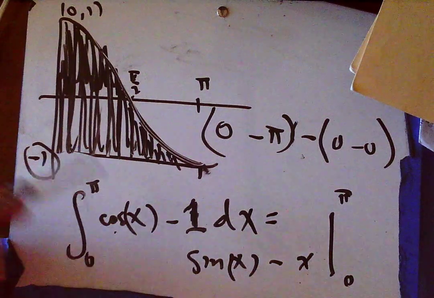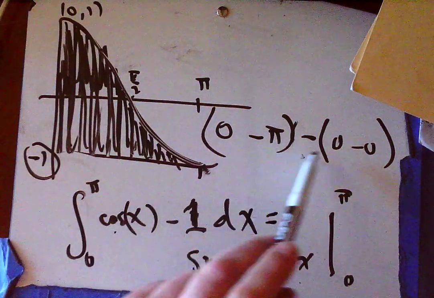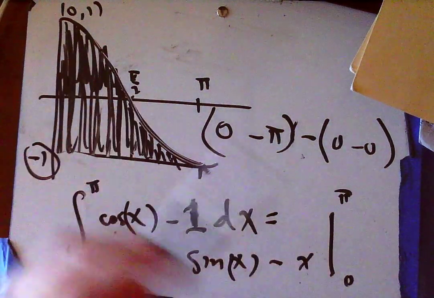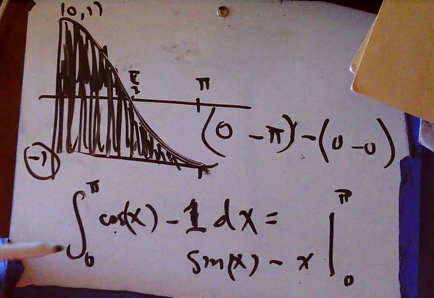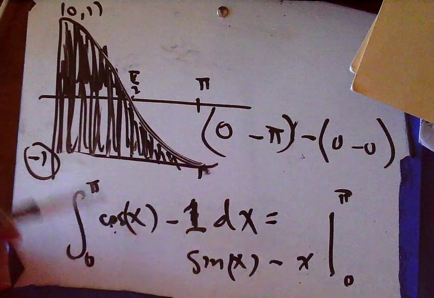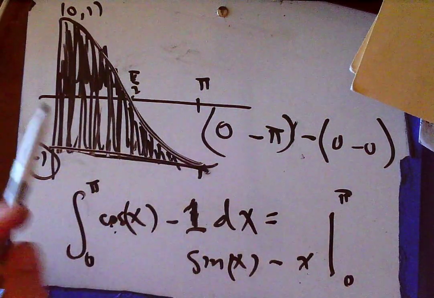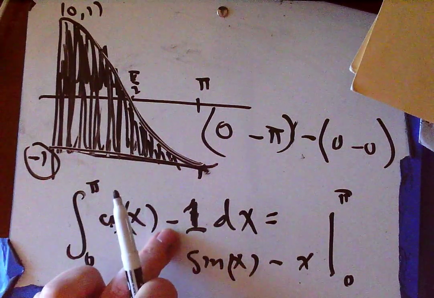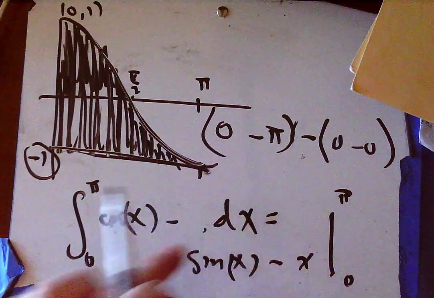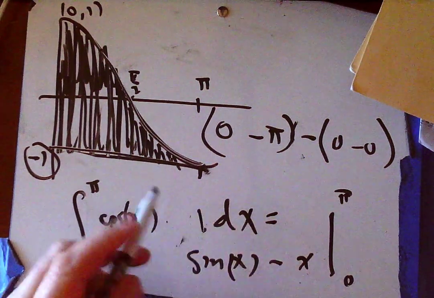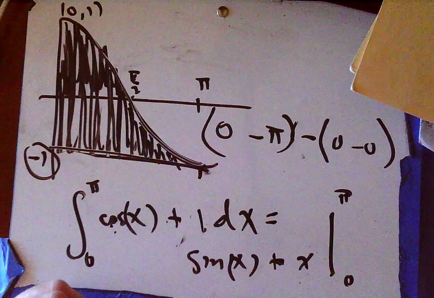Okay, but clearly there's something wrong because this is turning out to be negative pi. And I know my area needs to be a positive number. So let's take a look again. Here's cosine. Yes, there's negative 1. Top minus bottom. The top is 1, the bottom is negative 1. So minus a minus is plus, and that should be plus.